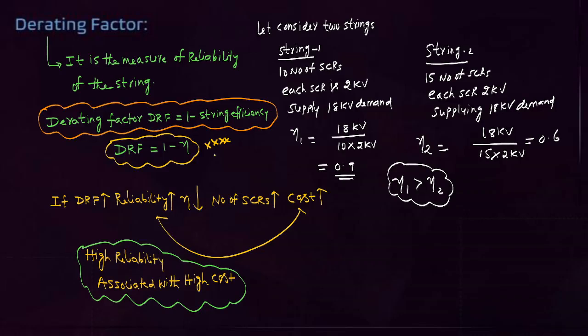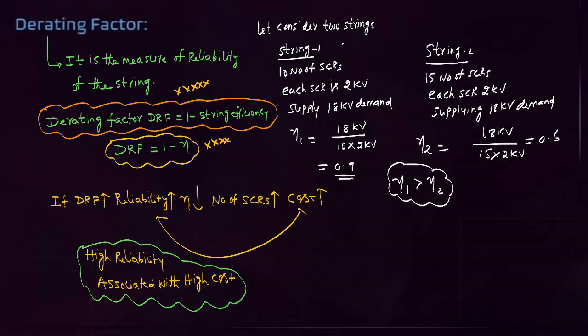One more important formula with respect to series and parallel connection is the derating factor. How do we define the derating factor? It measures the reliability of the string. That is, how reliable a given string is. Very important. That is measured by the derating factor. Derating factor and string efficiency are exactly opposite.